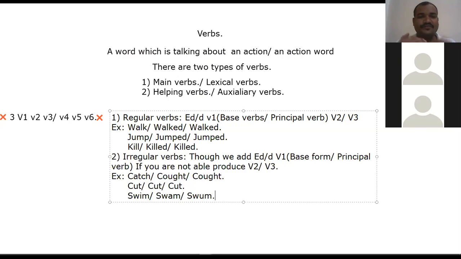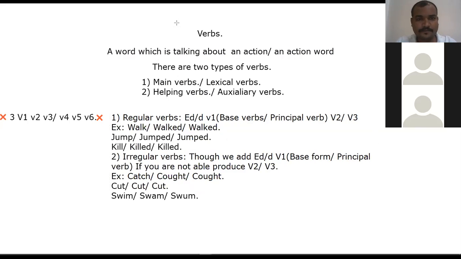Right? If we observe the difference between the regular verbs and irregular verbs, you will be able to understand the actual difference between those verbs. So observe the examples. Here we just added ED to the main verb, so the rest is the same. Similarly here, and even in the third example. So by adding D or ED to the base verb, if you are able to produce V2 or V3 forms, that is nothing but a regular verb.